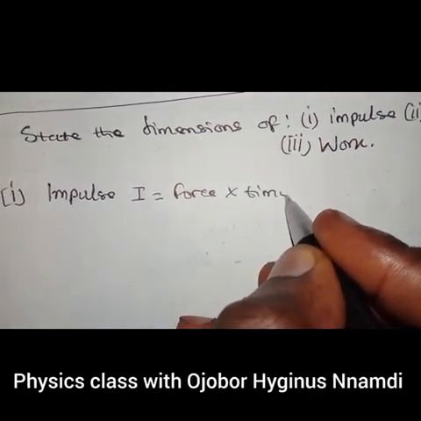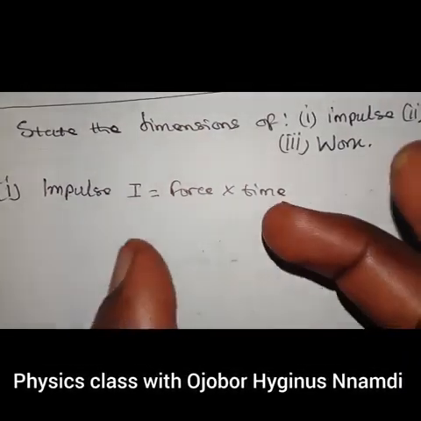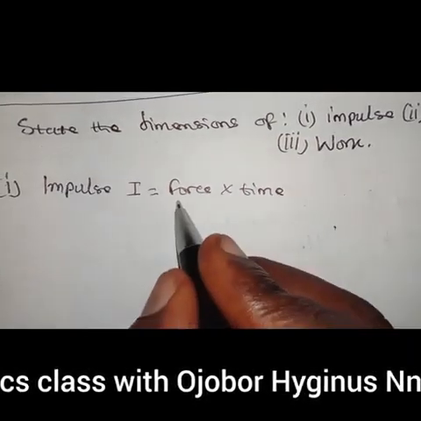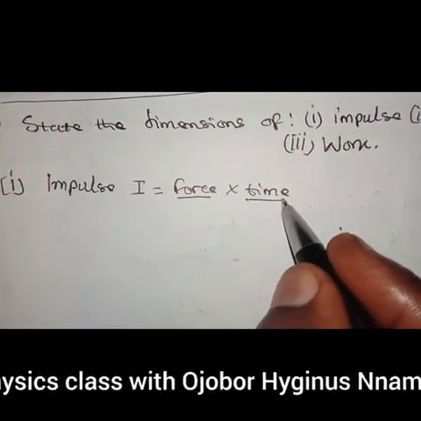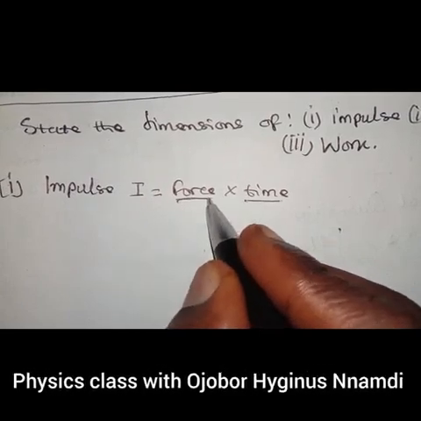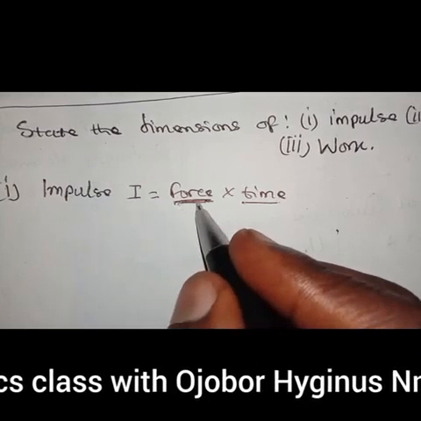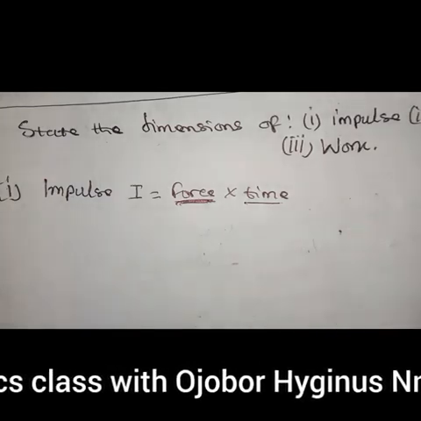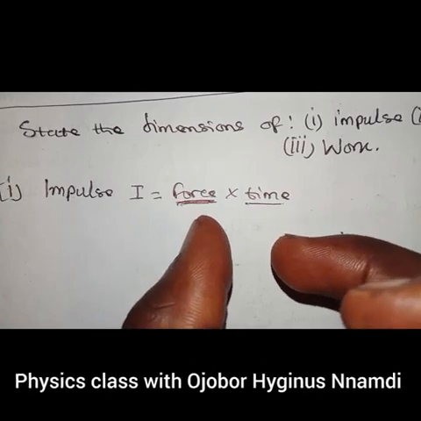Product of force and time. So what do we do? To determine the dimension of any physical quantity, we must break down this physical quantity to contain only fundamental quantities. Now, if you look at the formula for impulse, we have force and we have time. Time exists in the fundamental quantity, but force is not in the fundamental quantity. So we are going to break down this force until we get those quantities that are in the fundamental quantity, which we mentioned: the mass, the length, the time, the luminous intensity, the electric current, the temperature. So these are the things we are expected to use to determine dimension.